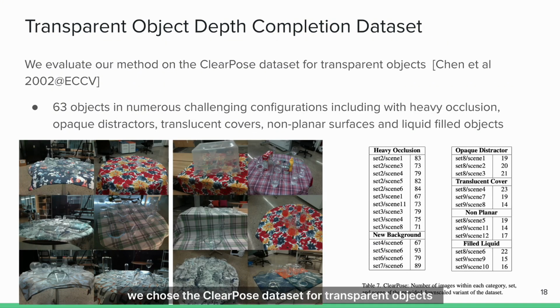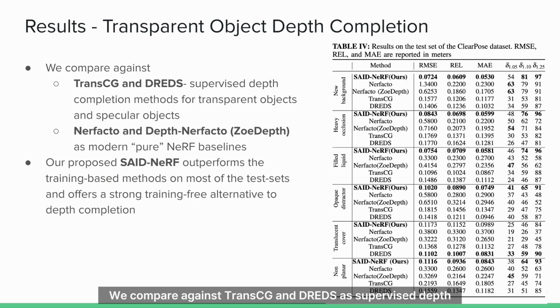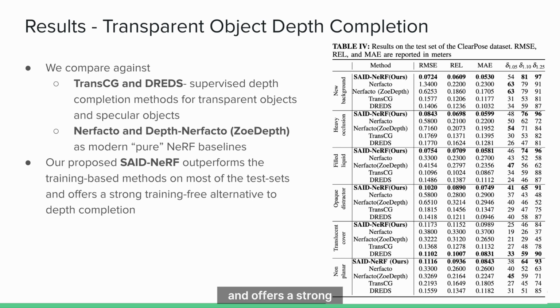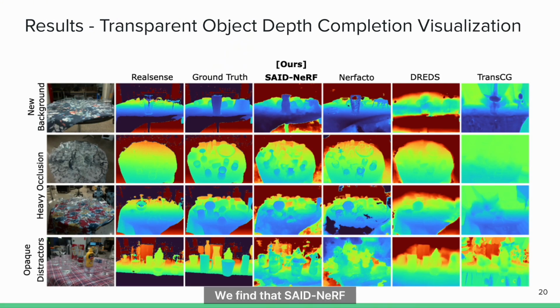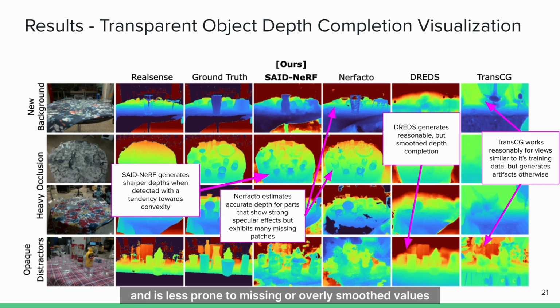To evaluate our method, we chose the ClearPose dataset for transparent objects, which contains 63 objects in a number of challenging configurations. We compare against Trans-CG and DREDS as supervised depth completion methods, and NeRFacto and Depth NeRFacto using ZoeDepth as NeRF baselines. Our proposed method, SAID-NeRF, outperforms all methods on most of the test sets and offers a strong training-free alternative to depth completion. We find that SAID-NeRF generates sharper depths in comparison and is less prone to missing or overly smoothed values, and doesn't struggle with issues of generalization.